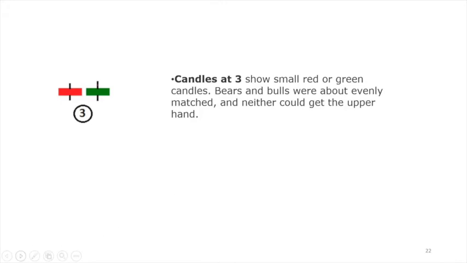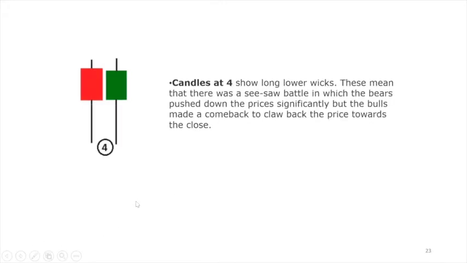Okay, and the fourth candle, you can see, shows a long lower wick, also called a shadow, and this means there has been a seesaw battle in which the bears pushed the market down significantly, but the bulls made a comeback and clawed the price back toward the close. So this is the bull, isn't it? This is a bull. Don't look at the candle color in this particular case.